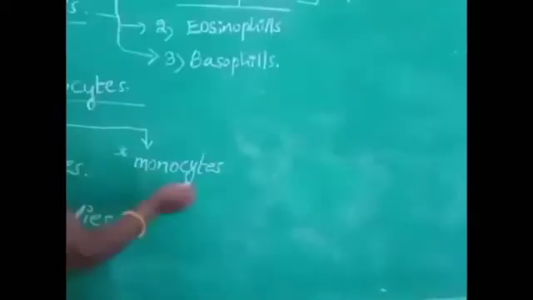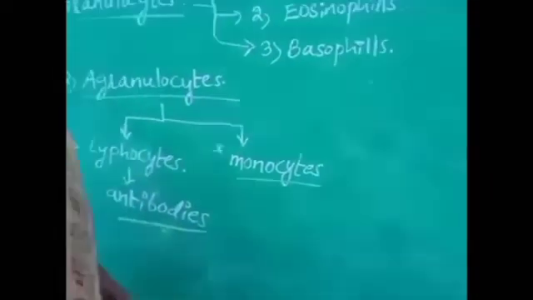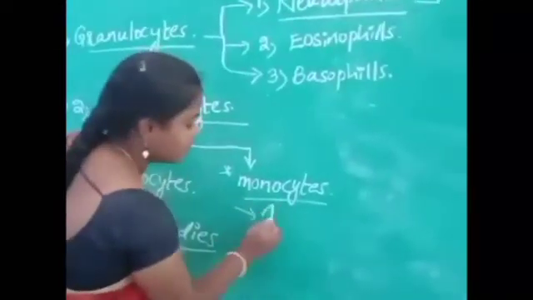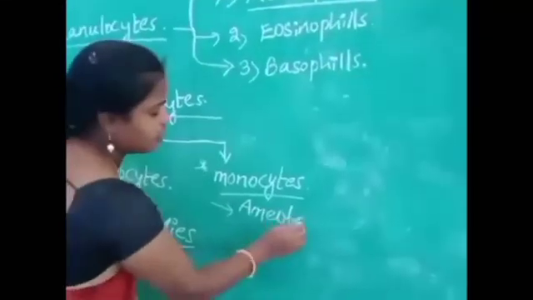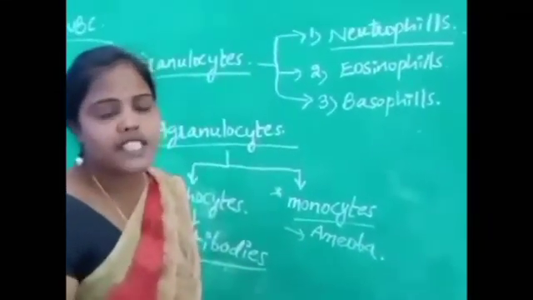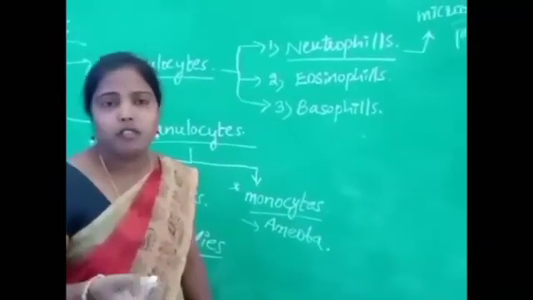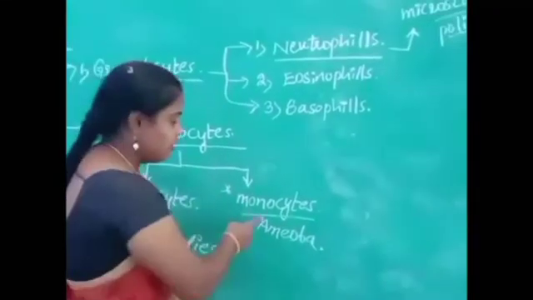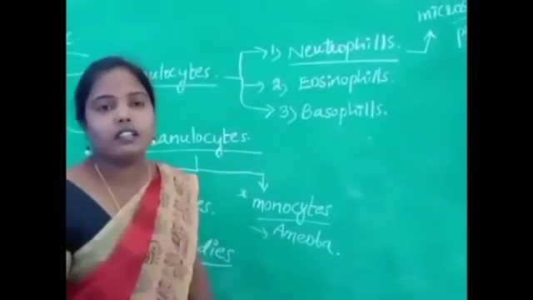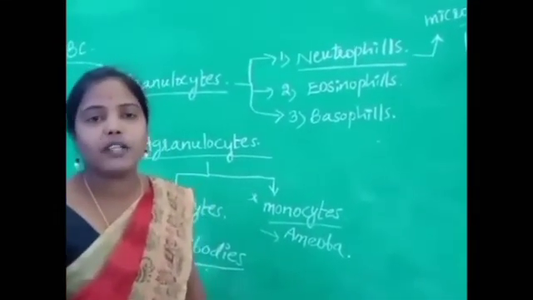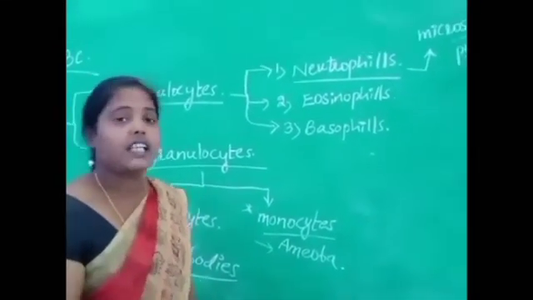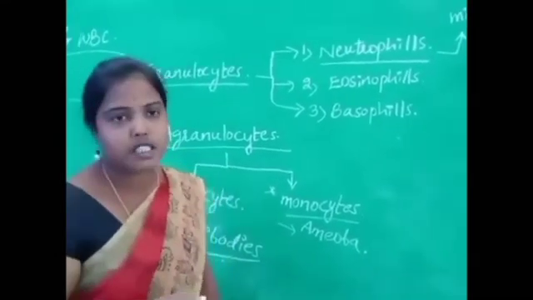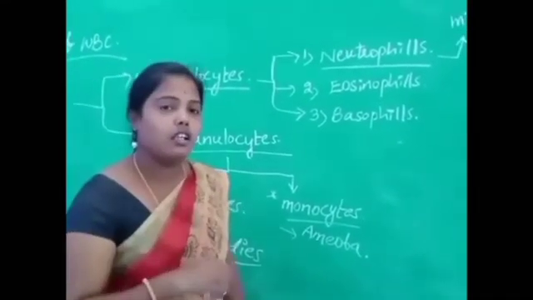Next, what is the function of monocytes? Monocytes move like an amoeba. So how does the amoeba move? Very slowly. So monocytes move like an amoeba. When a harmful microorganism enters into our body, the monocyte moves to the harmful microorganism, attacks it, kills it and engulfs it into the cell.